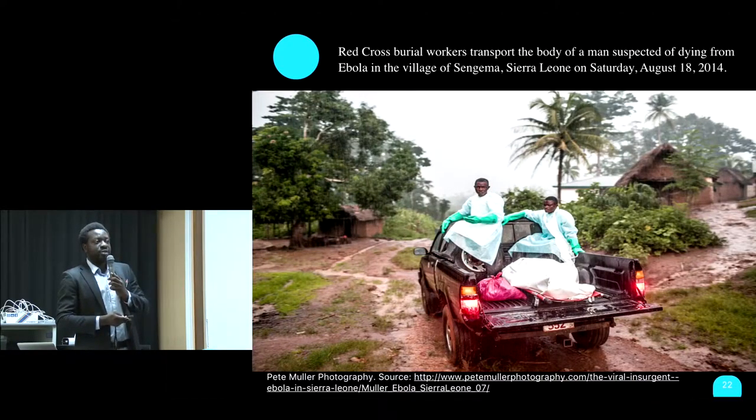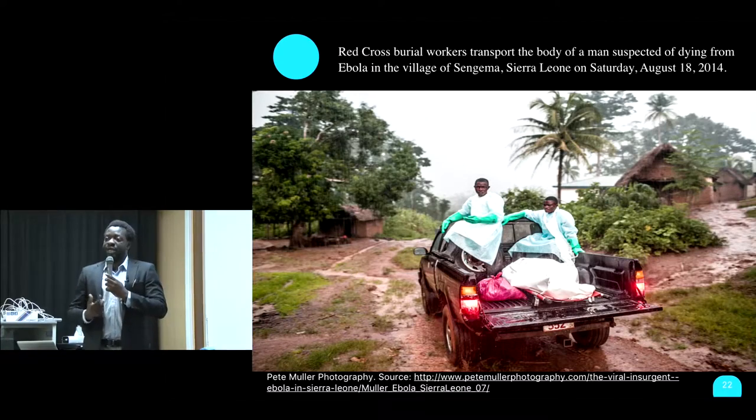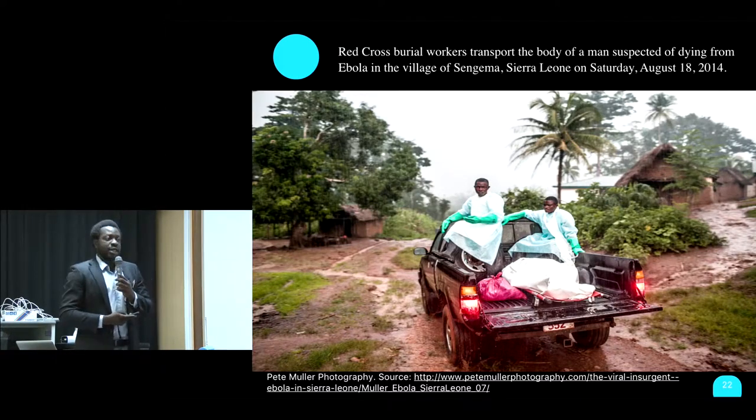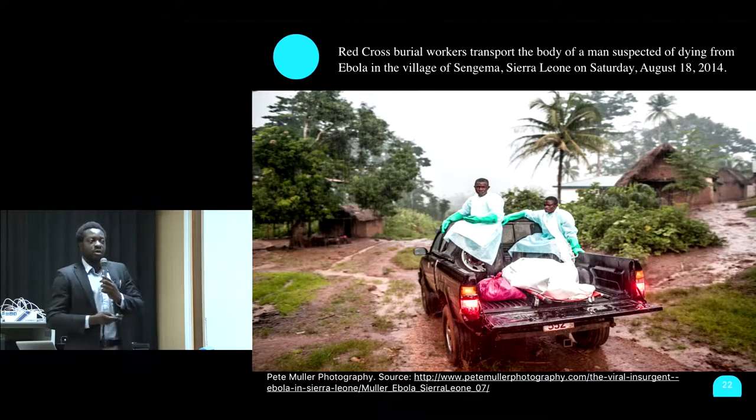Other Red Cross members here with the body of a man who was also suspected of dying from Ebola. So they were carrying him somewhere for a very safe burial because they had to avoid contact of the deceased body with the community, because this is one of the ways Ebola can spread. And some of the practices in the region was that people are so much in contact with the dead body because they have to mourn. By mourning, they were being contaminated. So we had to avoid contact with the deceased body.